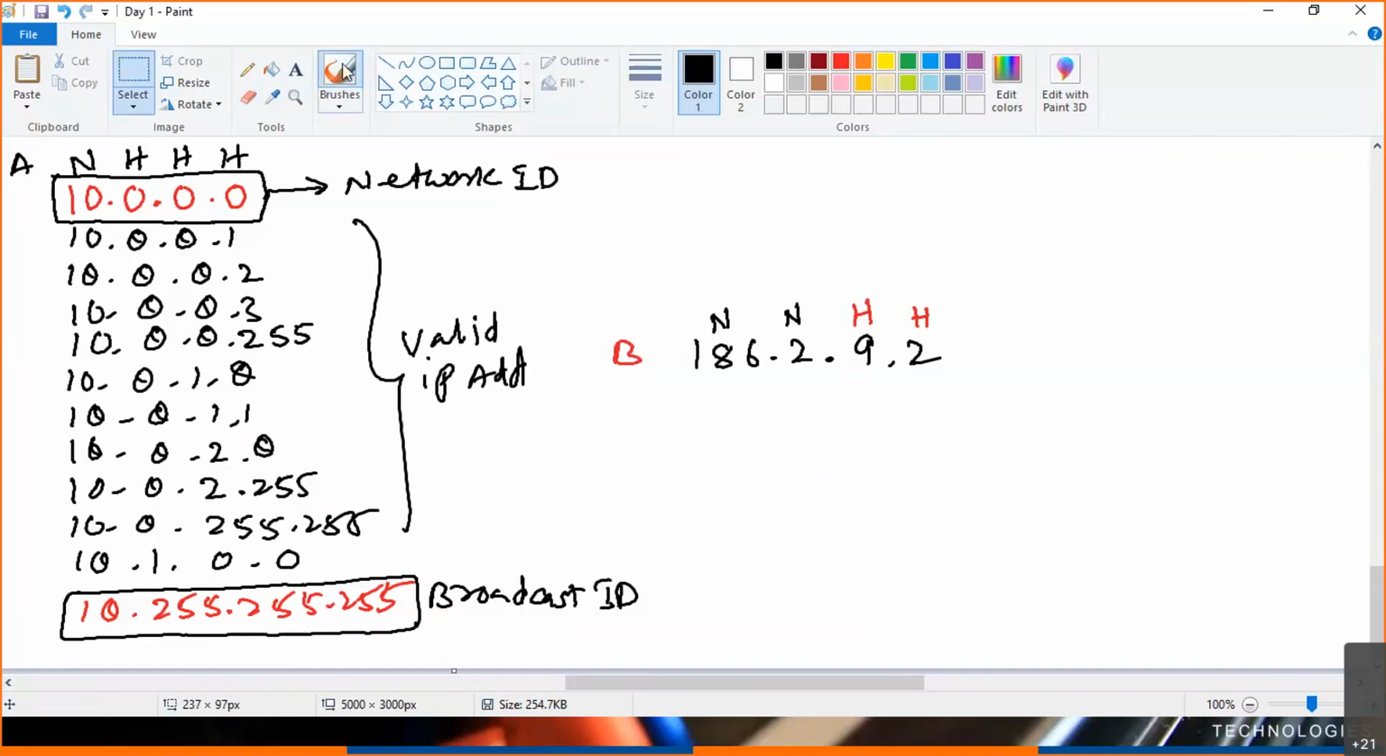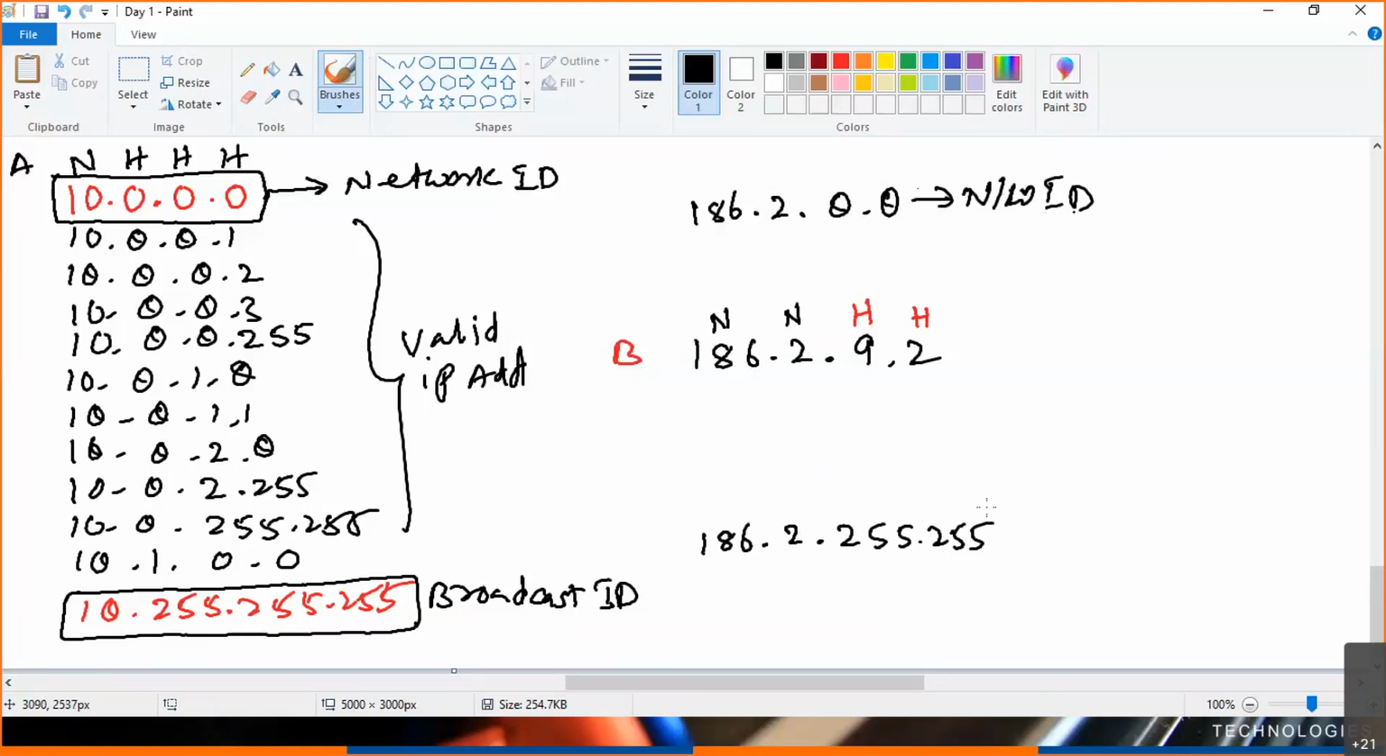186.2.0.0. Perfect. So 186.2.0.0 is the network ID. And what will be the broadcast ID of this IP address? 186.2.255.255 is the broadcast ID. Perfect. So 186.2.0.0 is the network identification, which we call the network ID, and 186.2.255.255 is the broadcast ID.